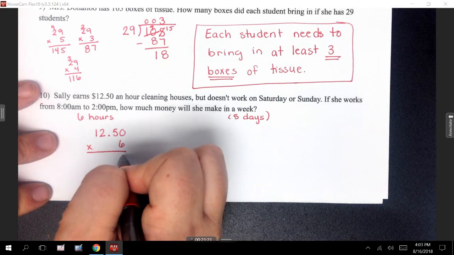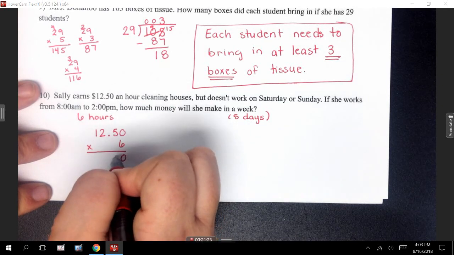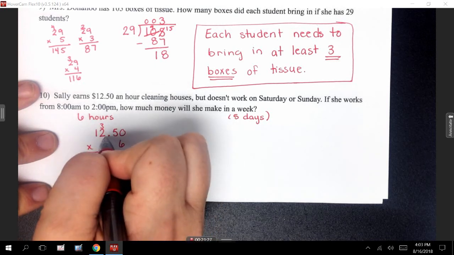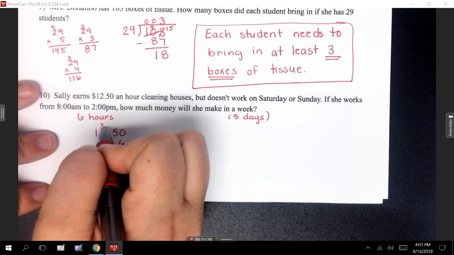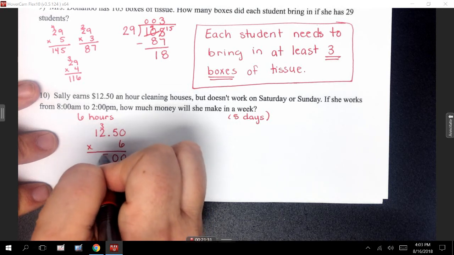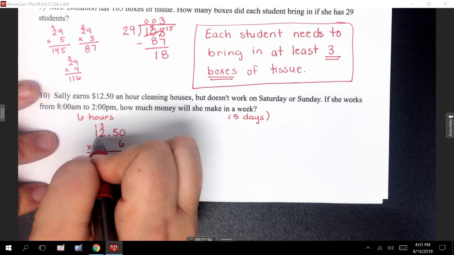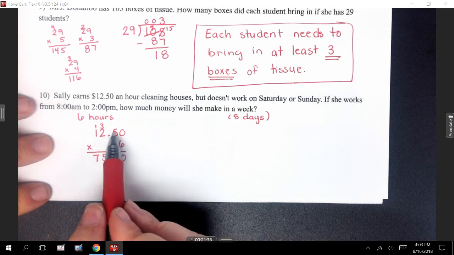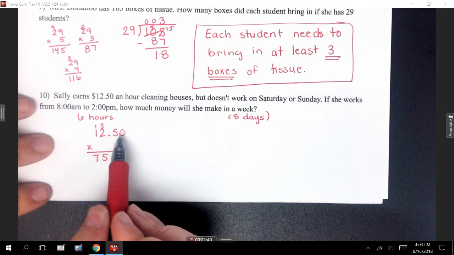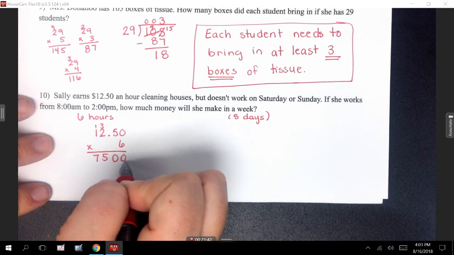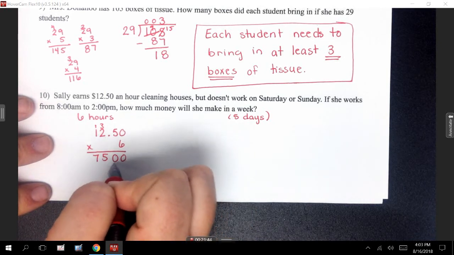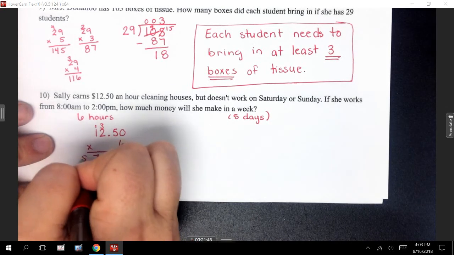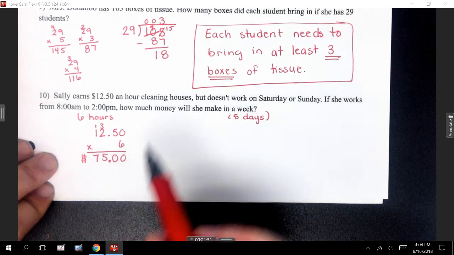Multiplying that, I would multiply the same way. So 6 times 0 is 0. 6 times 5 is 30. Carry my 3. 6 times 2 is 12 plus 3 is 15. Carry the 1. And then 6 times 1 is 6. Plus the 1 is 7. All right? There were 2 decimal values, 2 numbers after the decimal in my problem. So in my answer, I would move the decimal 2 places to make sure there are 2 numbers behind it, even if they are 0. So I do get $75 here.